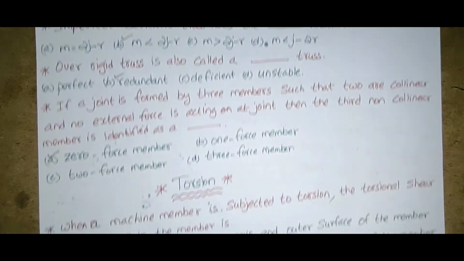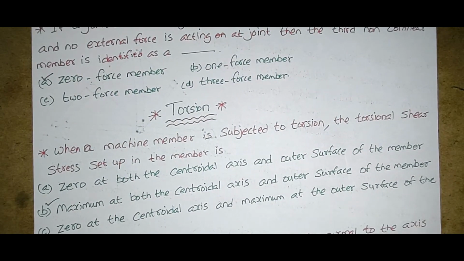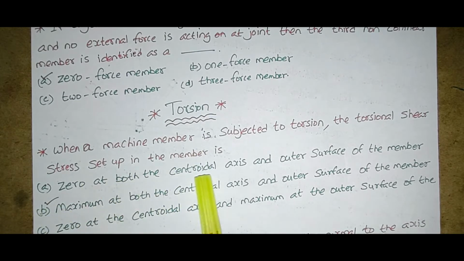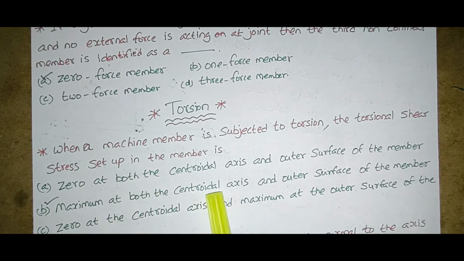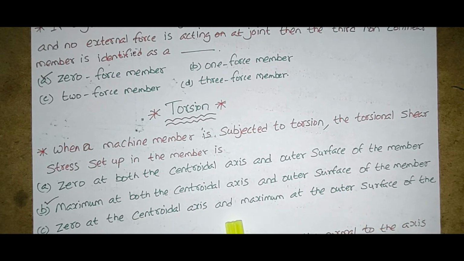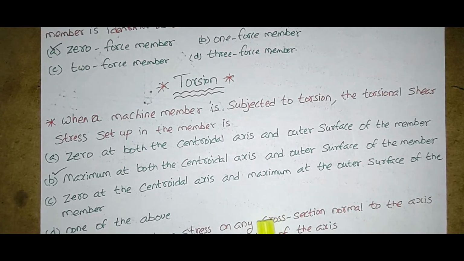Okay, now we'll start discussing torsion. When a machine member is subject to torsion, the torsional shear stress set up in the member is 0 at both the centroidal axis and outer surface of the member, maximum at both the centroidal axis and outer surface of the member, 0 at the centroidal axis and maximum at the outer surface of the member, none of the above.